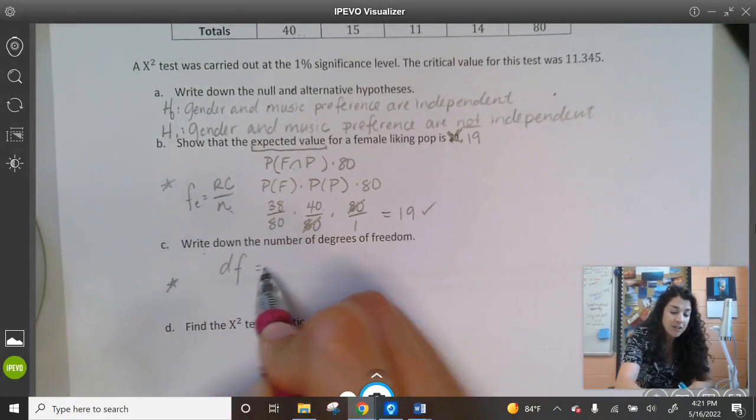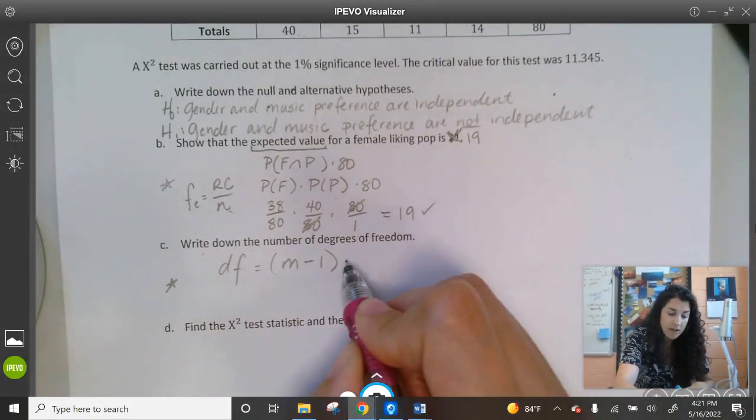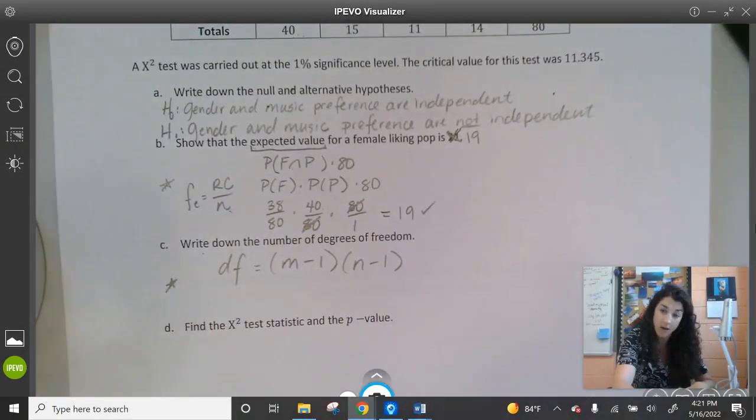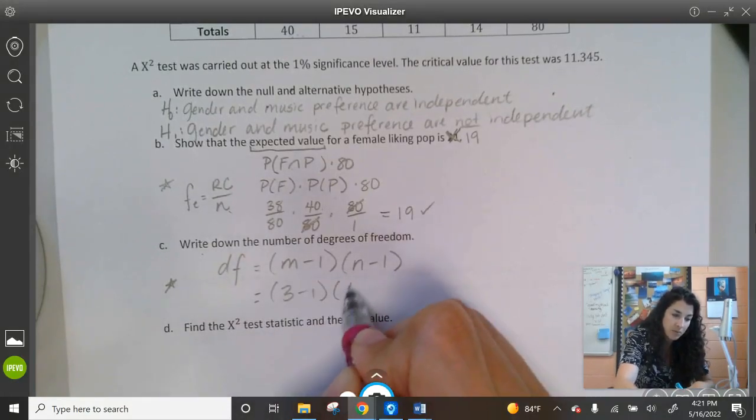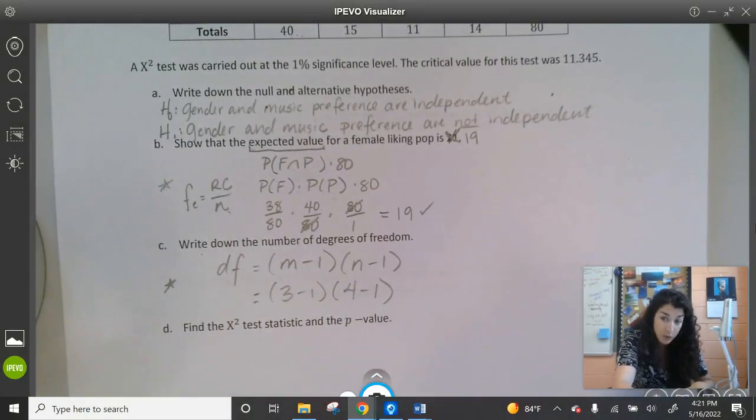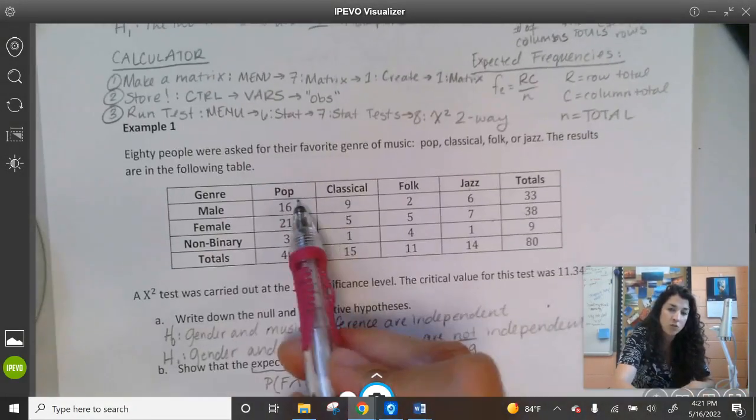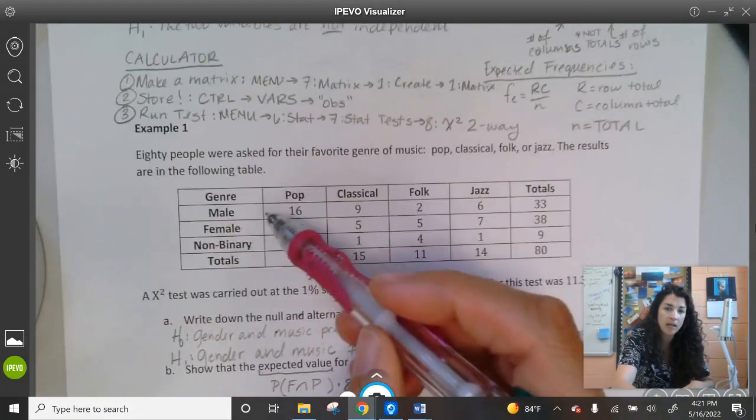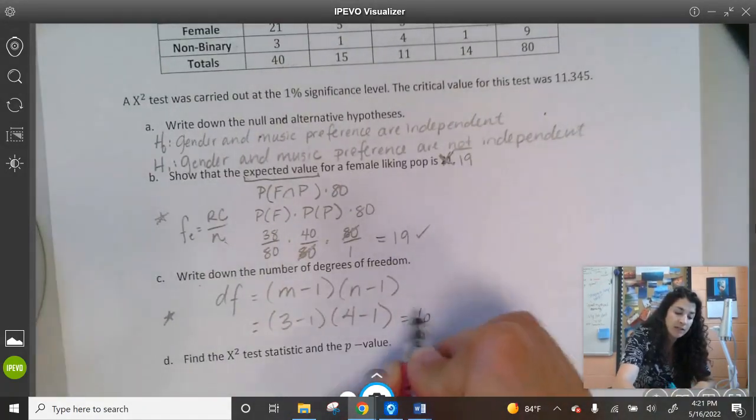Remember that the degrees of freedom is equal to the number of options on the rows minus 1 multiplied by the number of options on the columns minus 1. Rows, there are 3. Columns, there are 4. Remember, we don't include the totals as an option. So it's just 1, 2, 3, 4, and then 1, 2, 3. So that's 2 times 3, which is 6.